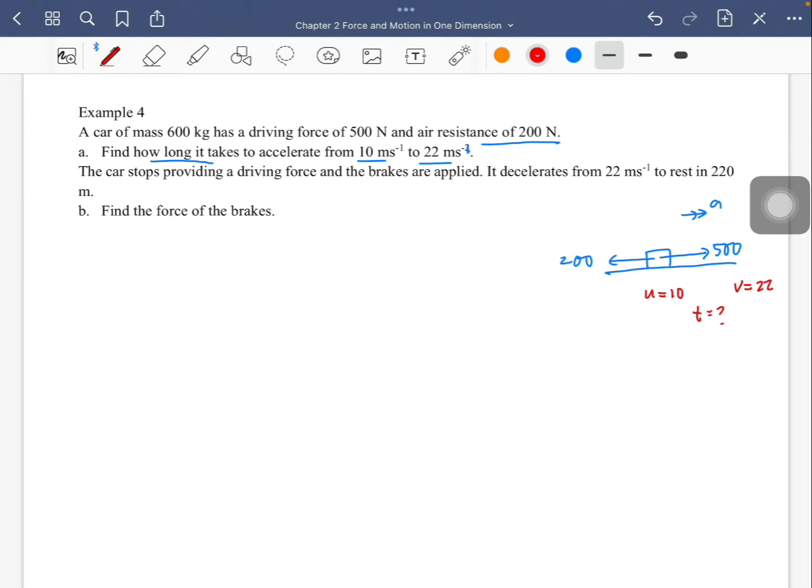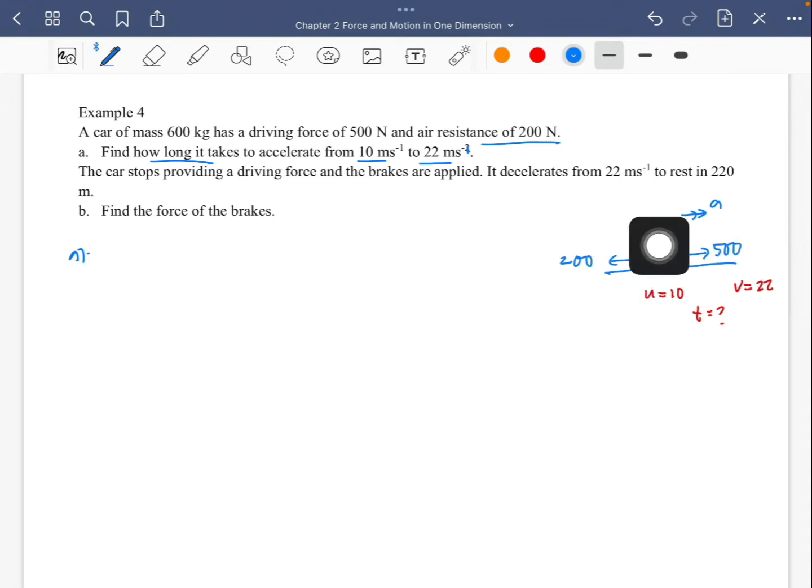So how to solve this? Again, this is the case of two concepts, where we have to find the acceleration first, and after that we need to apply the SUVAT equation. So step by step, first thing first, in order to apply the SUVAT equation, we need to find the value of acceleration first.